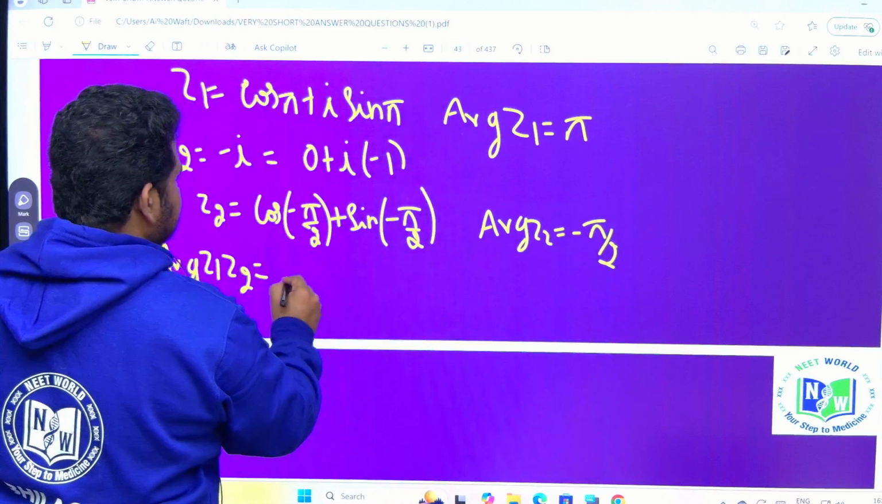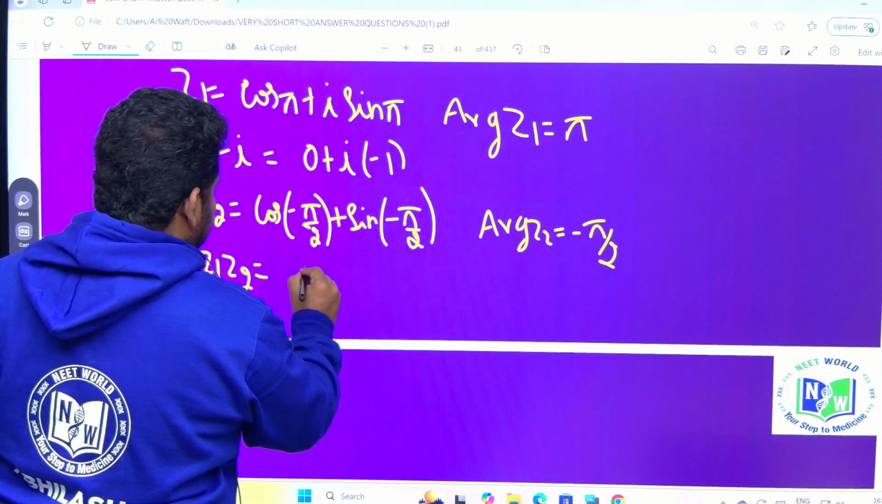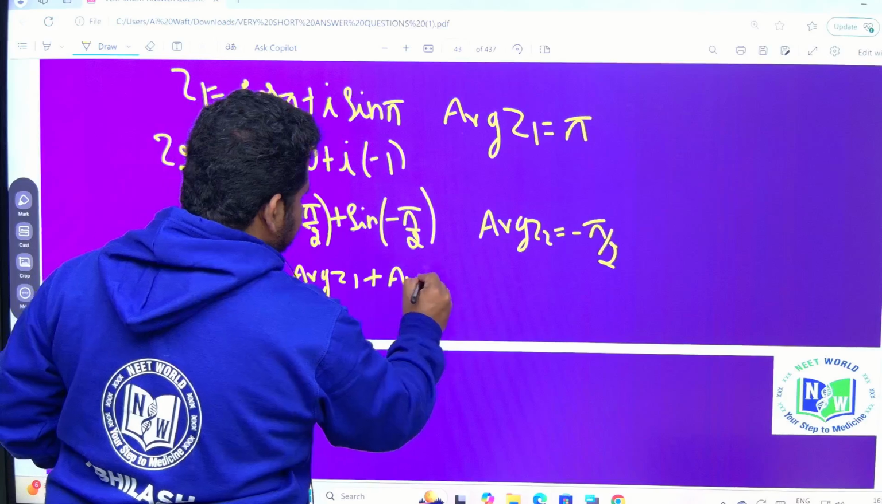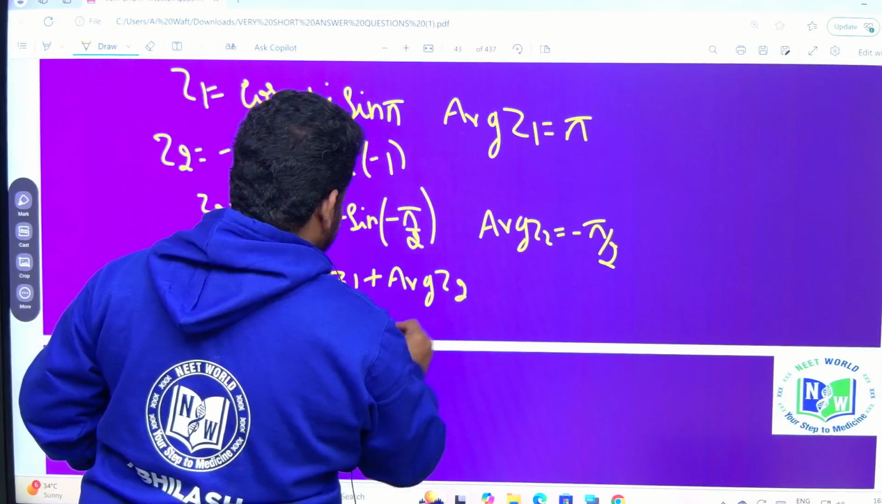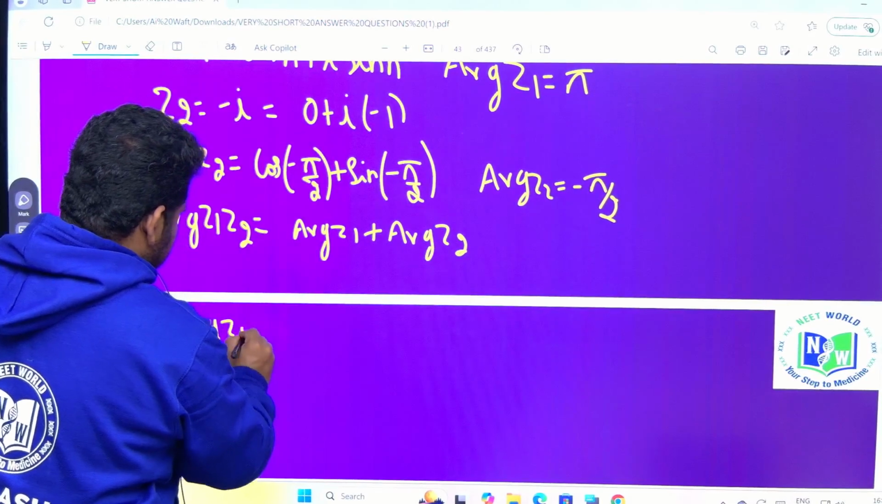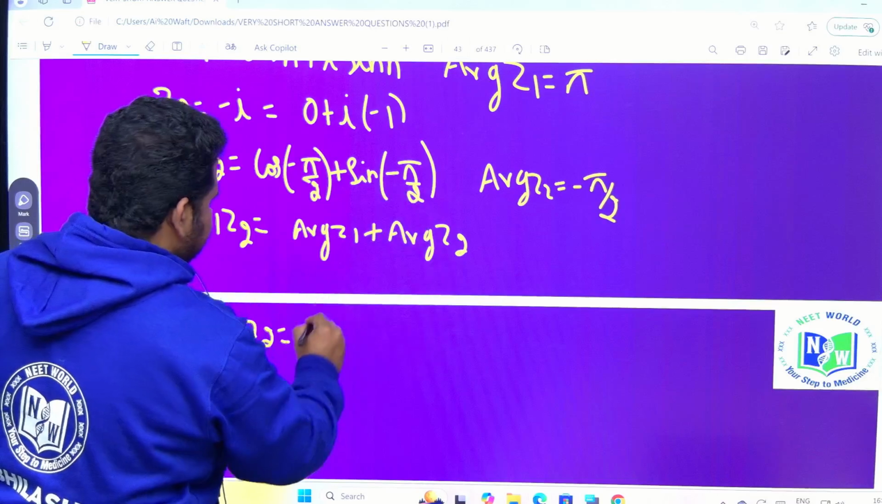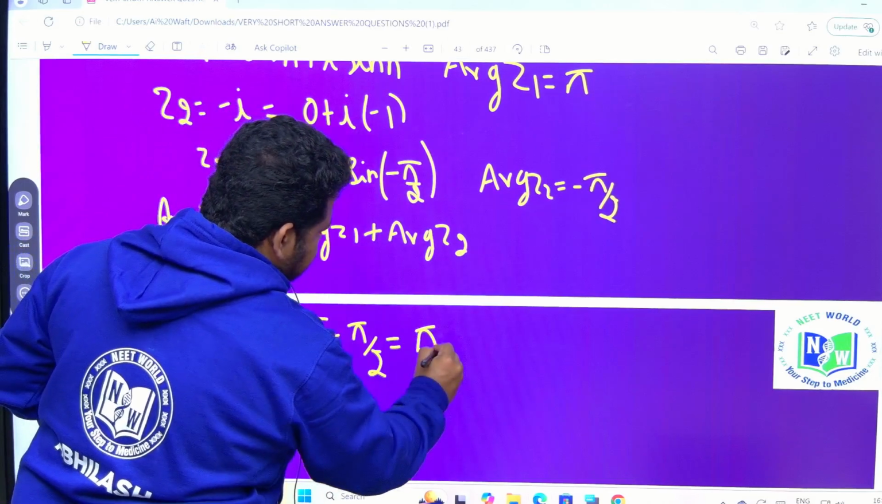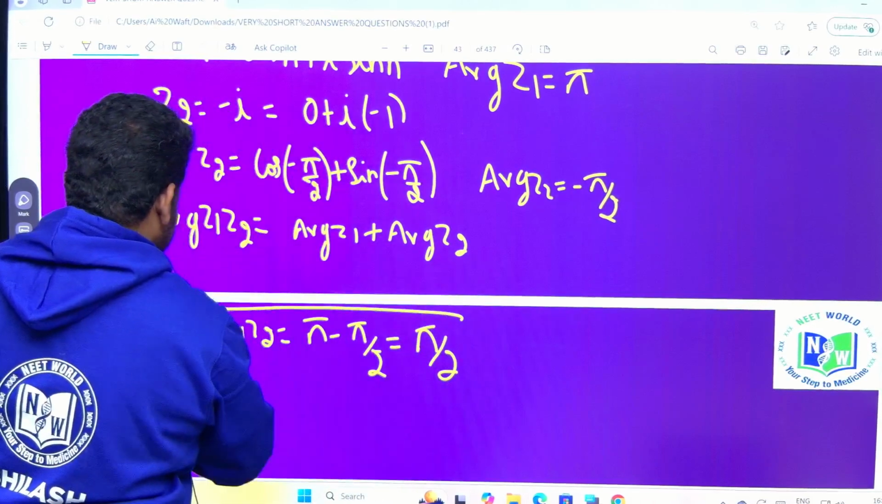Argument of z1 z2 will be equal to what? Argument of z1 plus argument of z2. So that will be equal to pi minus pi by 2. So the answer is pi by 2, friends. So the answer to this question is pi by 2.